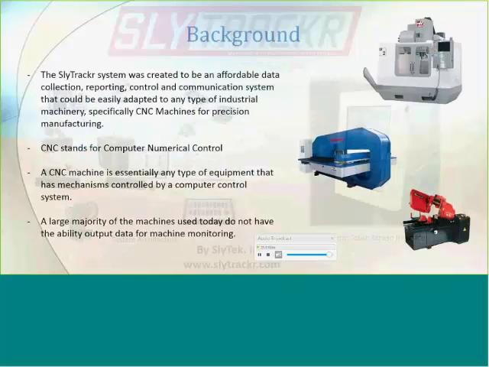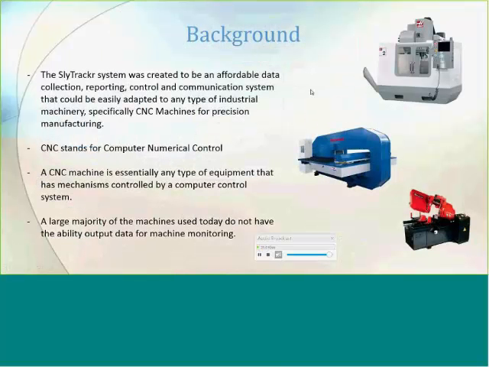We're going to go down here and give you some background for those of you who aren't familiar. Like I just said, the SLYTRACKR was created to be an affordable data collection, reporting, control, and communication system that could easily be adapted to any type of industrial machinery. CNC stands for computer numerical control. The CNC machine is essentially any type of equipment that has mechanisms controlled by a computer control system.